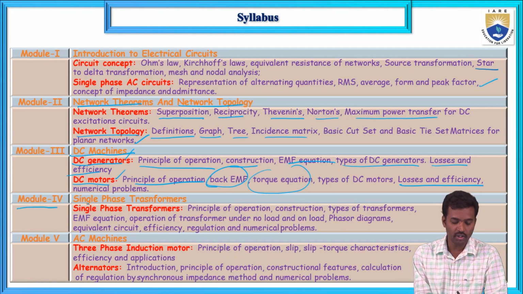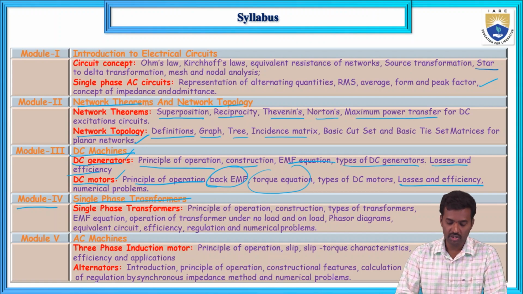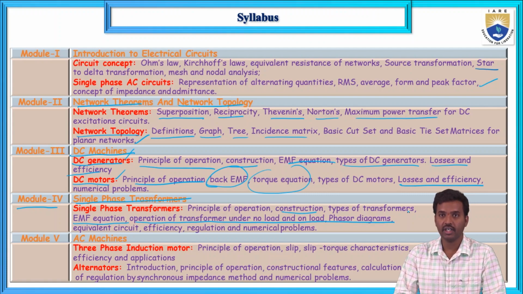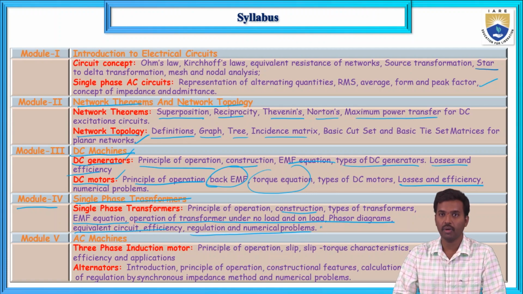And next, the fourth module is the single phase transformer: principle of operation of a single phase transformer, construction of transformer, types of transformer, that means core type and shell type. Next, EMF equation of transformer, operation of transformer under no load and load condition, and phasor diagrams. Next, equivalent circuit, efficiency, regulation and numerical problems.